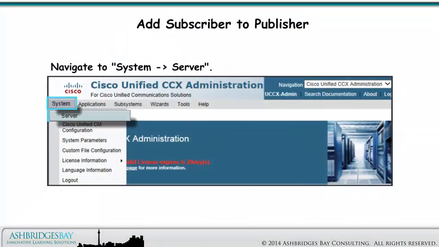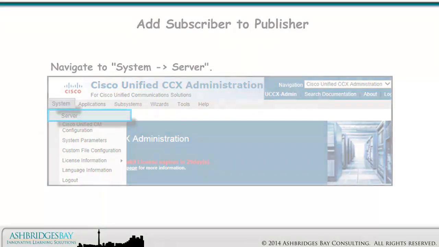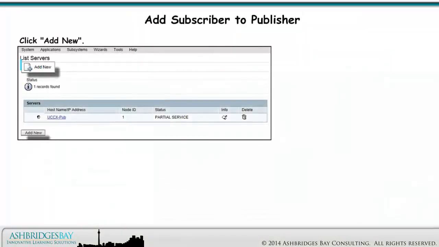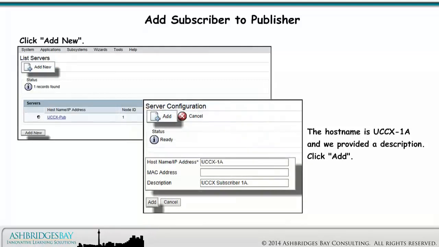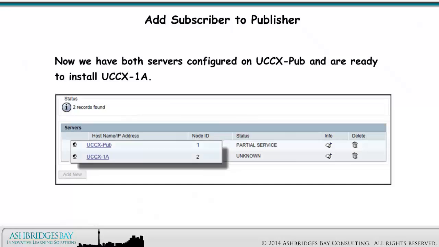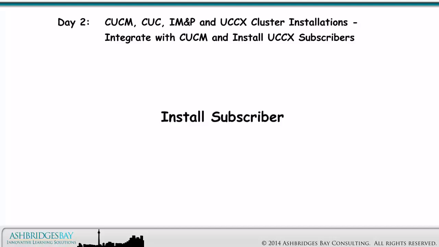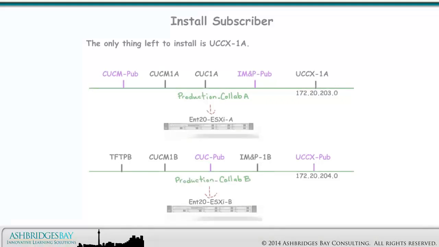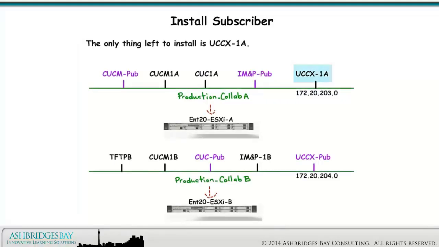Navigate to System, Server. Click Add New. The host name is UCCX1A, and we provided a description. Click Add. Now we have both servers configured on UCCX Pub and are ready to install UCCX1A. Now we install the subscriber. The only thing left to install is UCCX1A.